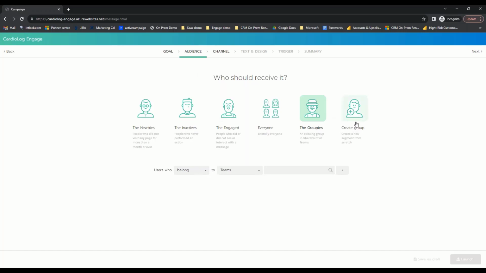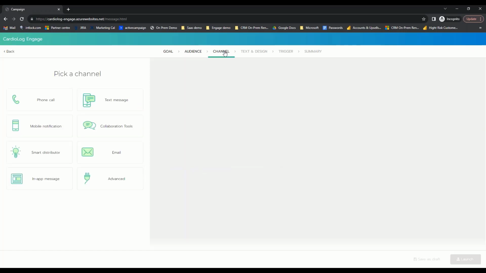So you can create a specific group. You can maybe send a message to everyone. If it's a detection that you notice regularly, then maybe everyone in the company or everyone in the organization should receive this message or this notification. So how am I going to send them this message or this notification?